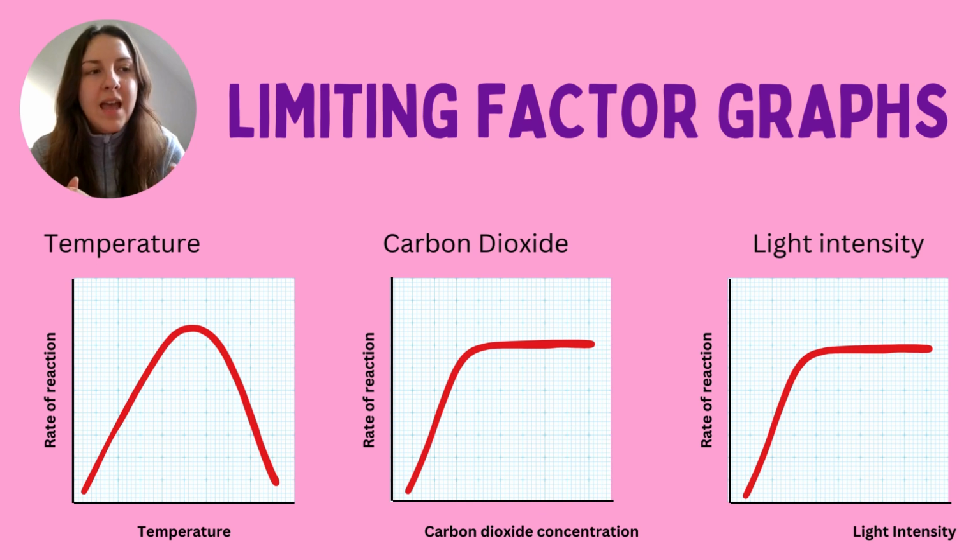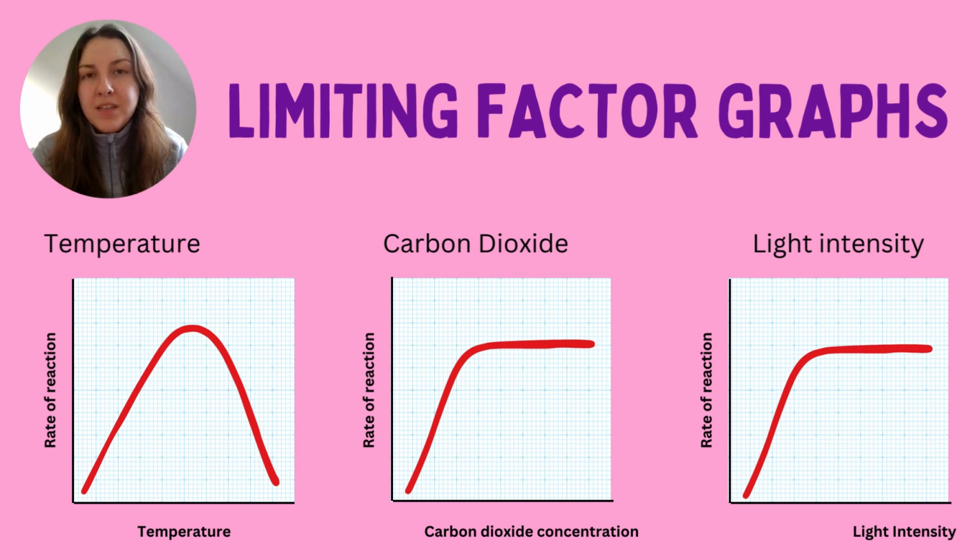It's not going to get any better. It's not going to get any faster. Even if we keep giving the plant lots of CO2, lots of carbon dioxide, there's no more photosynthesis that can happen. And this is because there is something else that is limiting the rate of photosynthesis. And that something else could be the temperature, or it could be how much light intensity there is.